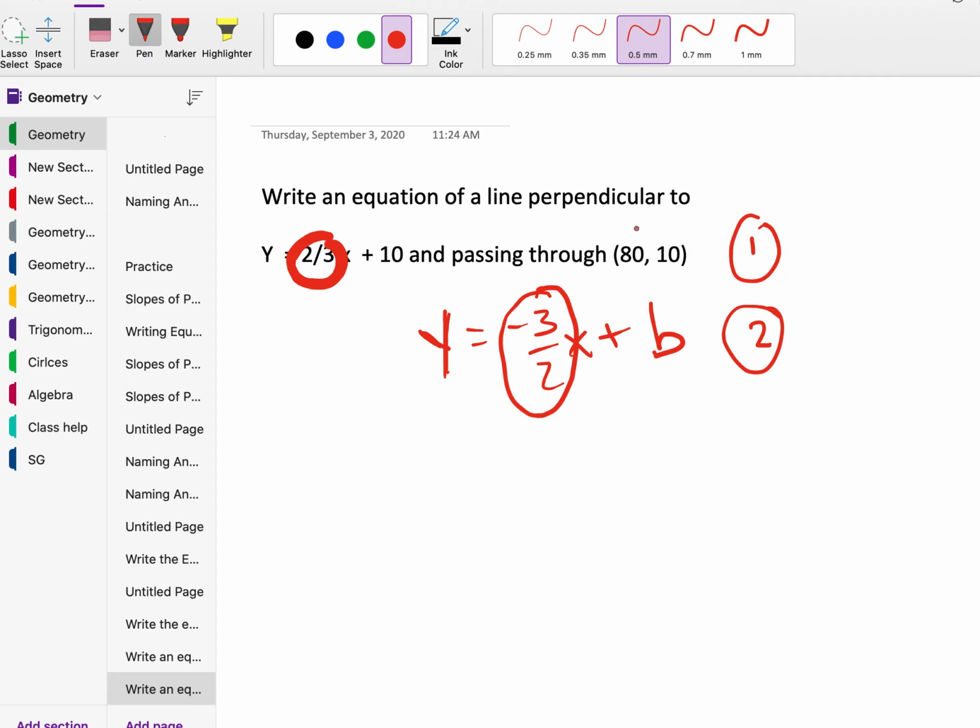Your second step will be to plug in your value for x and y, the point. So that y will become 10. The x will become 80. And you'll be left with your y-intercept. And you want to solve for b to get that by itself. So those are the steps.